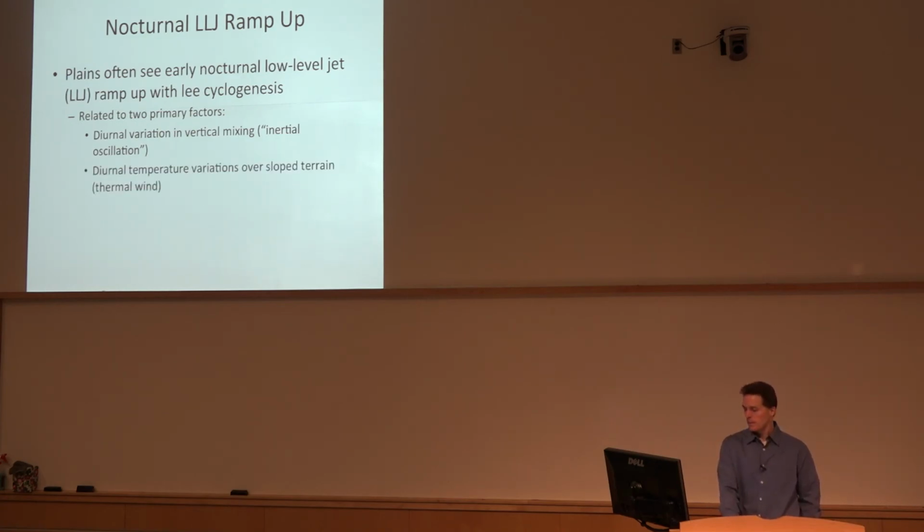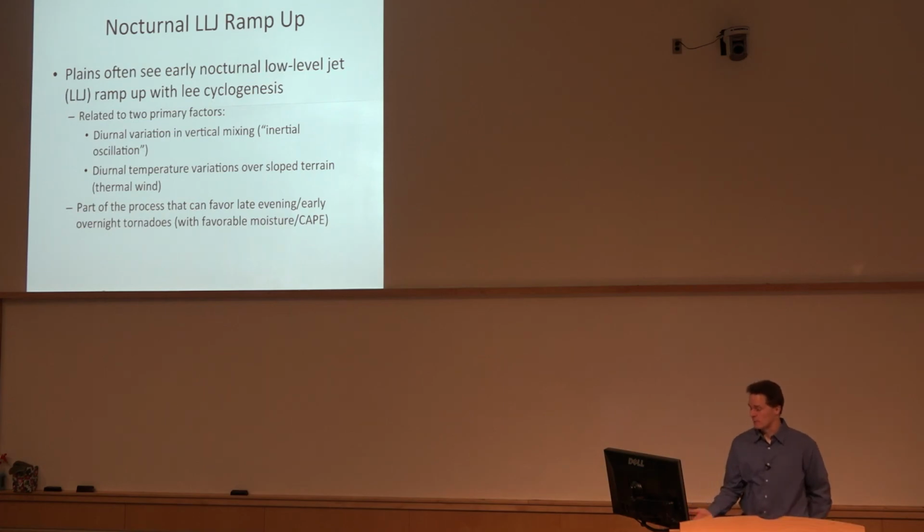Then the other one we also have that's related to temperature variations over the slope terrain, which is the thermal wind argument. The point here is that if you have gently sloping terrain, this lee cyclone already induces a southerly flow, we can actually get a variation in the low-level jet as mixing shuts down and as it starts to cool more rapidly to the west on the higher terrain.